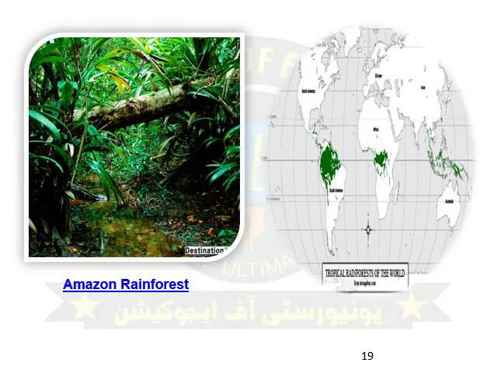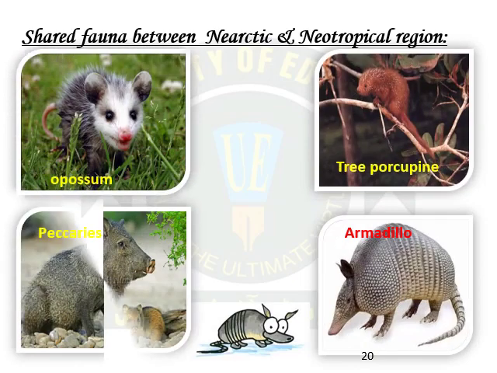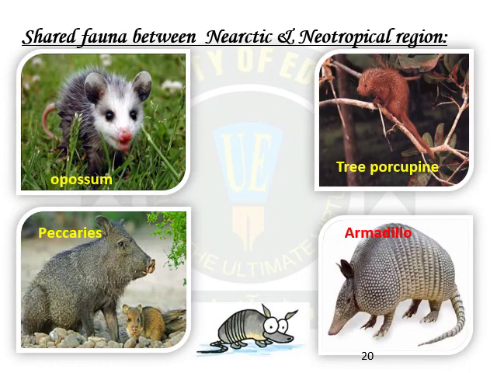Here you can see the map of the world representing distribution of tropical rainforest highlighted in green. So easily you can see most of the rainforest is lying in the Neotropical area. Some shared fauna between Nearctic and Neotropical region includes opossums, tree porcupine, peccaries, and armadillos.